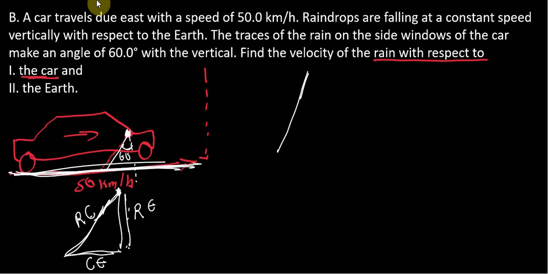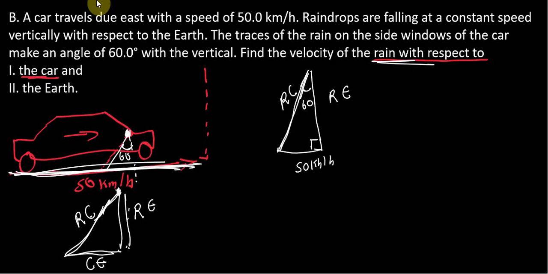So meaning that it makes an angle of what? Right angled what? Triangle. So this side is 50 kilometer per hour. How about this side? It is rain respect to the earth. This side, it is rain respect to the car. So the first question says find the velocity of the rain with respect to the car. So we say rain respect to the what? To the car. So meaning that it is for this side. Remember here, what's the angle here?